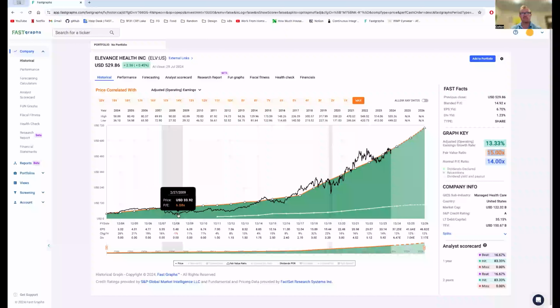Extended periods of time where it's under, and sometimes we'll see stocks where it is over the orange line many times or for long periods.